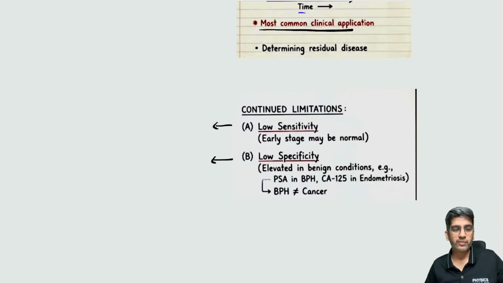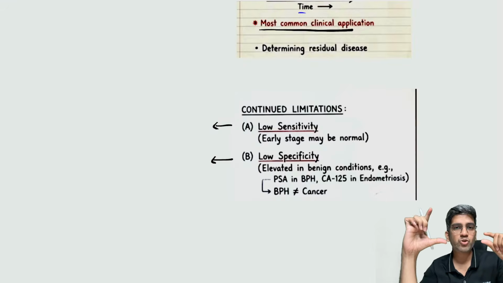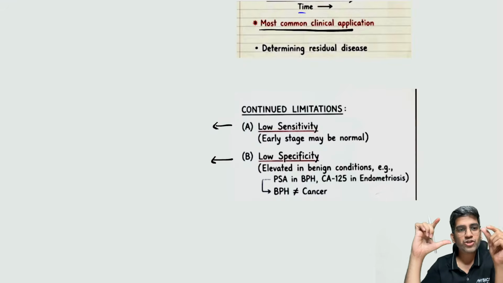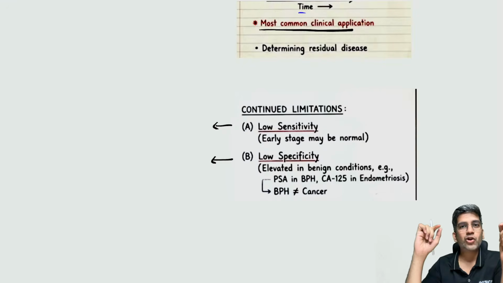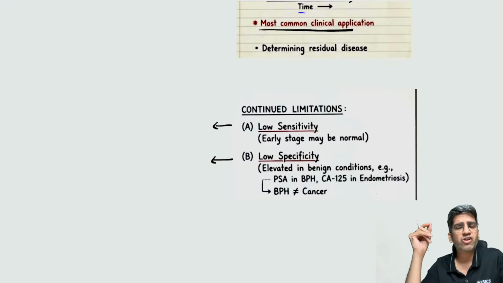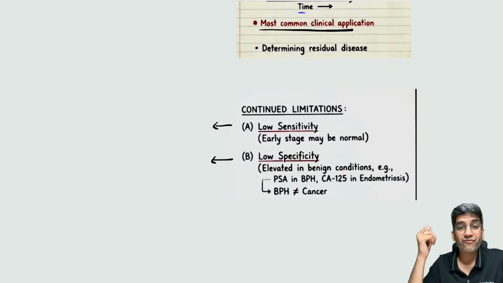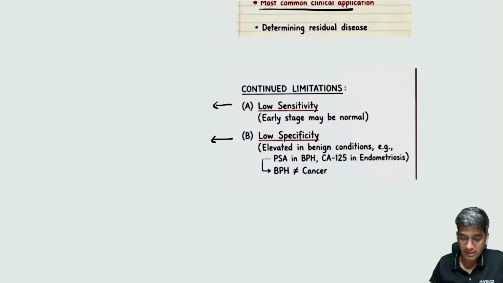What does low sensitivity mean? When I have a 2 centimeter tumor versus a 10 centimeter tumor, the 10 centimeter tumor will have more tumor markers. The 2 centimeter one might not have tumor markers. So early diagnosis might sometimes be troublesome. Not for every case, but sometimes. CA125 might not be significant enough for me to diagnose. Very low specificity. Very, very important.